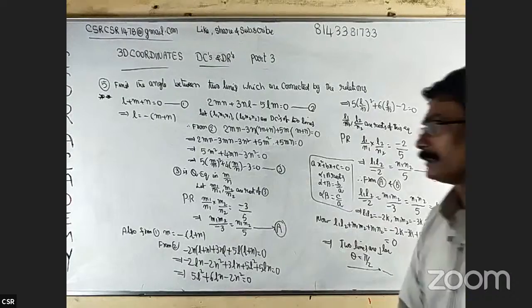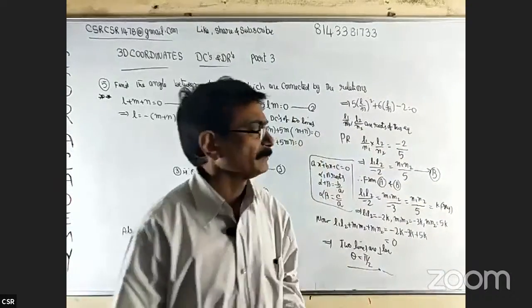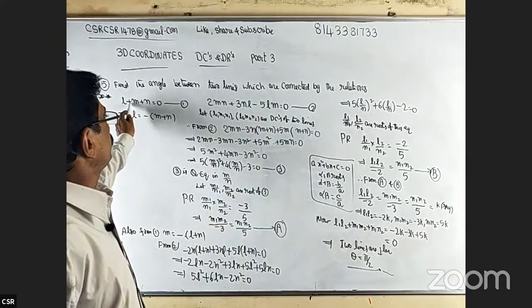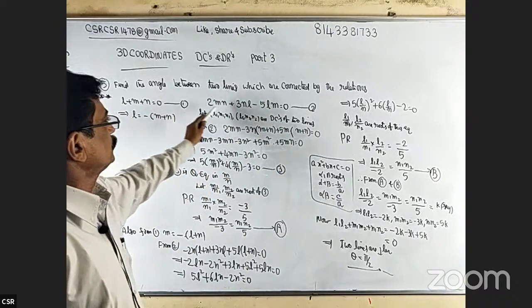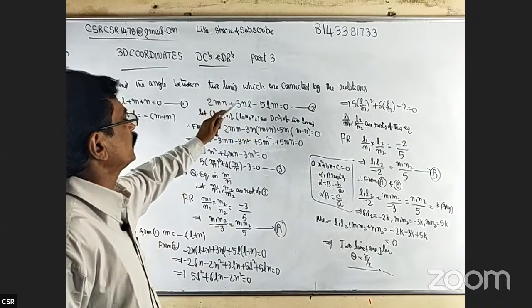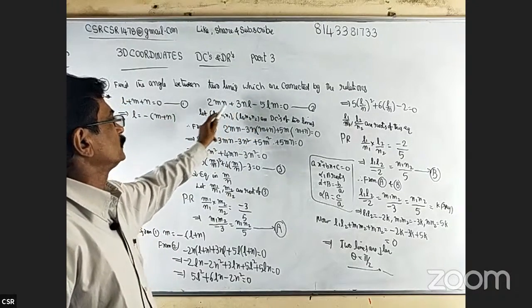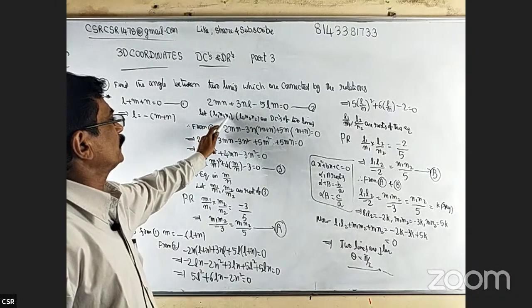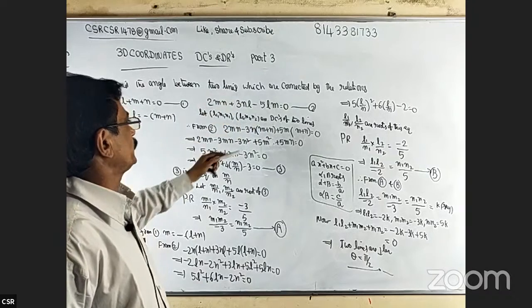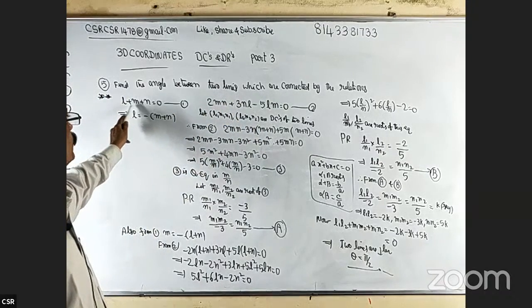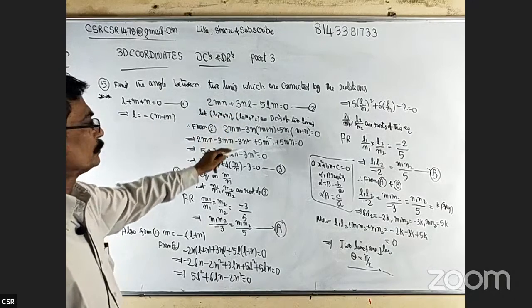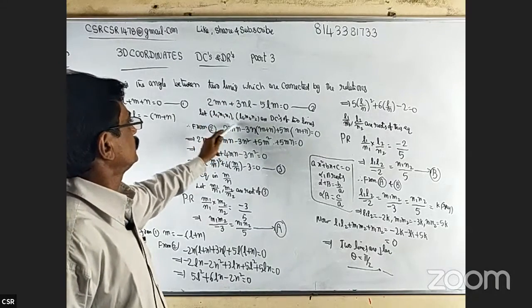So please listen one more time, because this is a somewhat different model. Given equations: l plus m plus n is 0, 2mn plus 3nl minus 5lm is 0. The two lines are connected by these two relations. Let l1 m1 n1 and l2 m2 n2 be the direction cosines of the two lines. Now from 1, l is equal to minus of (m plus n). This one we substitute into the second equation.